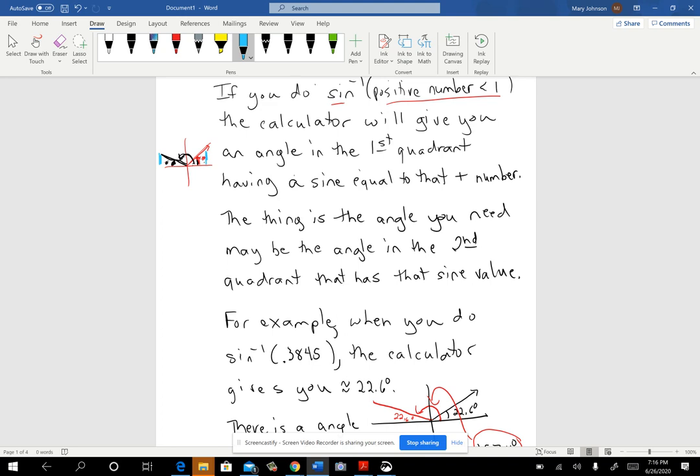Sometimes you need the angle over in the second quadrant. Your calculator is not going to give it to you. It's going to give you the angle in the first quadrant. So you have to reason out whether you need the angle in the first quadrant or the second quadrant. Both are angles that could be angles in a triangle. They're less than 180, so they both could be answers to your question.